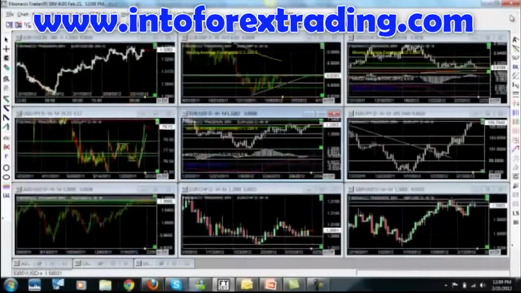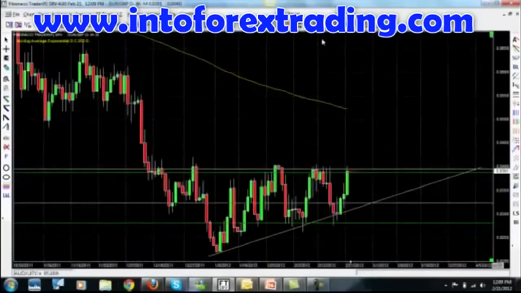I want to go to a currency pair that we've been trading a lot for the last couple of weeks. We've had, I don't know how many, 7 or 8 profitable trades of this pair. And you can see this is the euro yen, the euro against the yen.